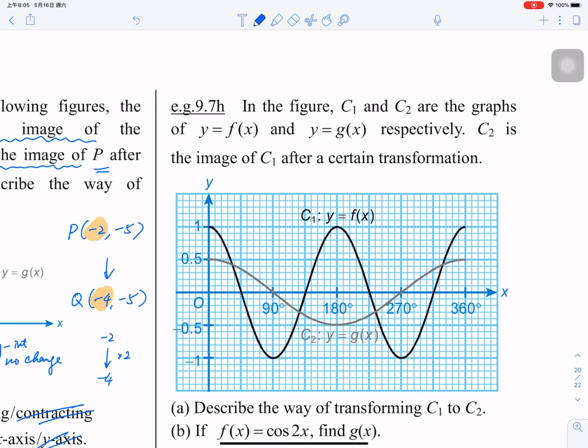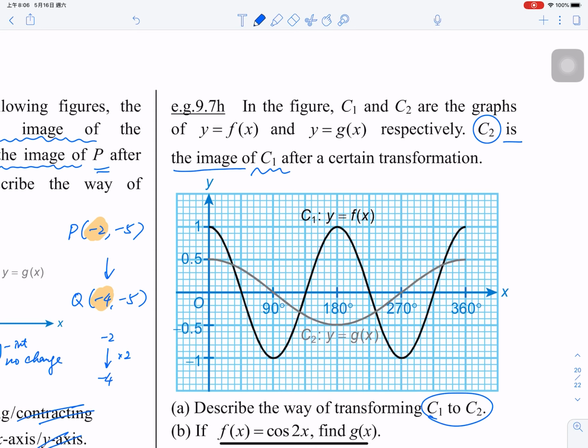9.7h. Let's see. Here in the figure, C1 and C2 are graphs of y equals f(x) and y equals g(x) respectively. C2 is the image of C1 after certain transformation. Part A. Describe the way of transforming C1 to C2. Part B. If f(x) equals cosine 2x, find g(x). That means find the image function.